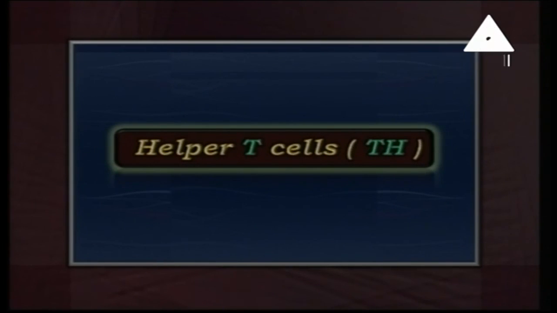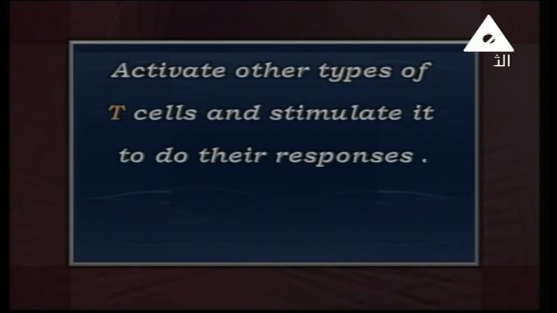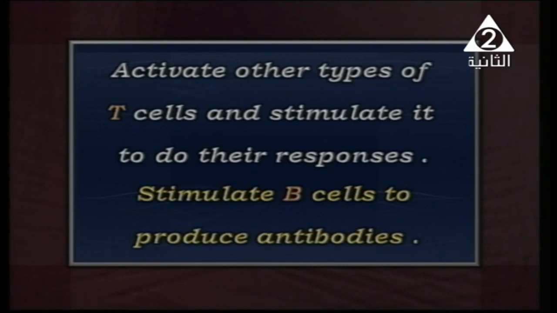Like what? We have helper T cells, the first one. Helper T cells activate other types of T cells. So the helper T cells work as an activator for other types of T cells, and they also stimulate. Stimulate means, as we said before, to force them, to give them a spark to do the responses. So they stimulate B cells to produce antibodies. Remember that B cells want to work, but the helper T cells have the most important function in activating the other cells.